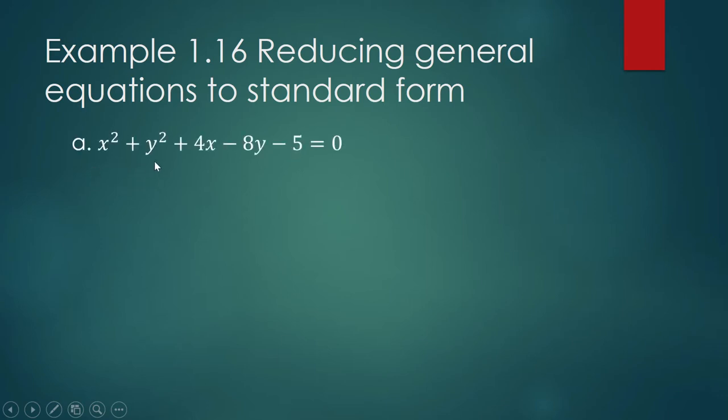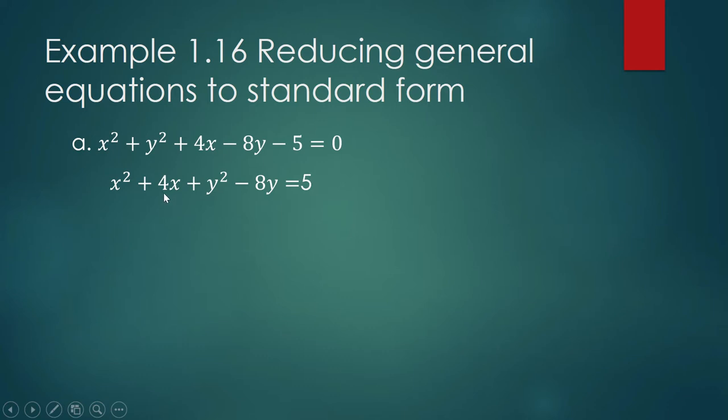So we have an equation of a circle that is written in general form. How do we obtain the standard form? The standard form is the one that shows the center of your circle. Let us put the x's together and the y's together. Let us transpose the constant term.